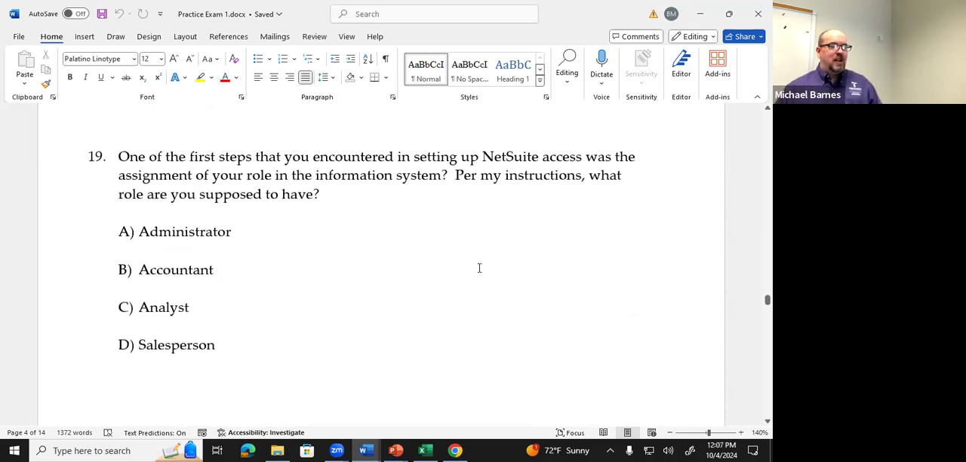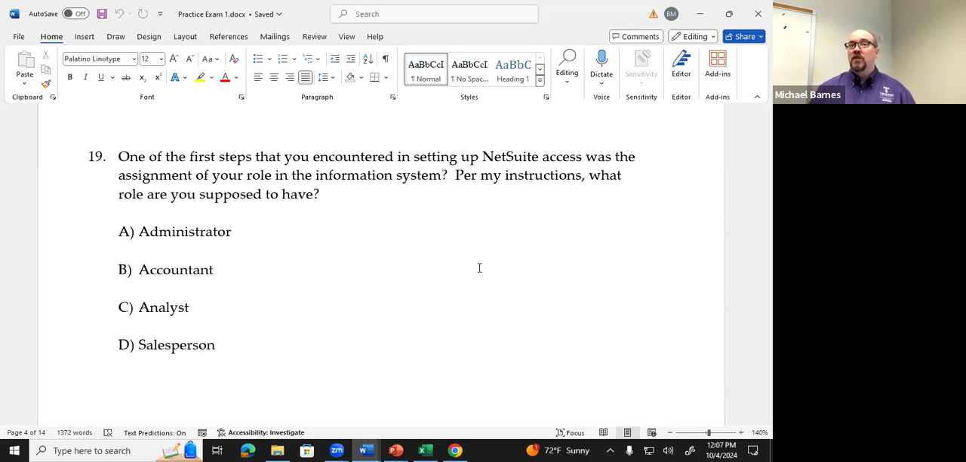One of the first steps you encountered in setting up NetSuite access was the assignment of your role in the information system. I gave you instructions that you had to have this role, and apparently everybody has it because I haven't received any notes. But what was that role that I specified? You have to be the administrator. Does that mean that the transactions we're going to be working on are all administrative transactions? No, the reason that we're doing administrator is because we want to be able to do everything within the system.